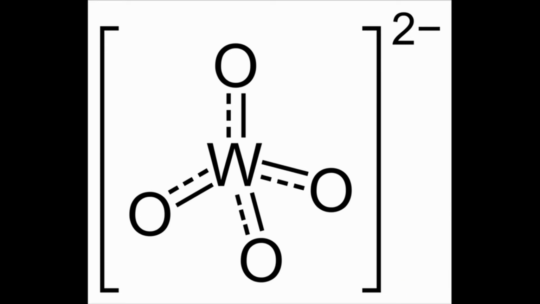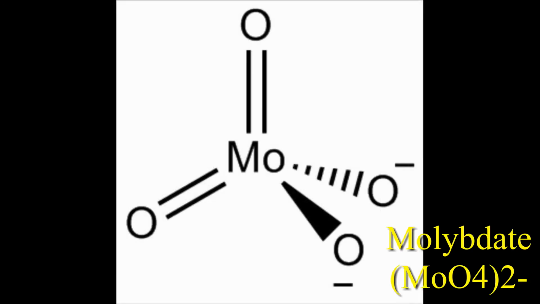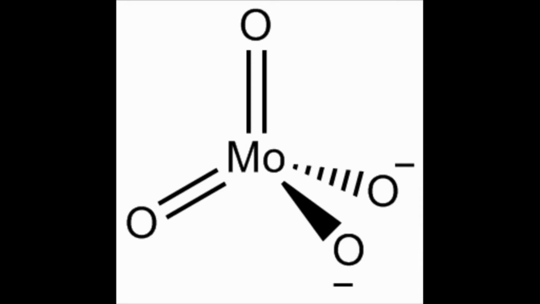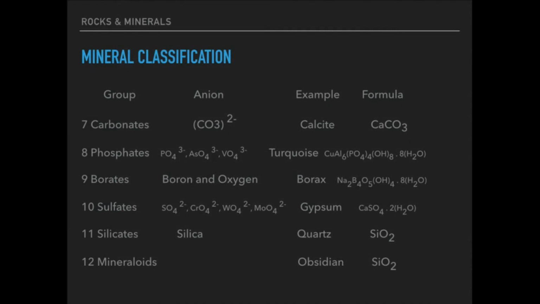And also molybdenum can do the same thing. So these are all in the same group because they're basically all the same, except that the atom in the middle there could be either sulfur, chromium, tungsten, or molybdenum. So my example here is going to be gypsum, which is calcium sulfate.